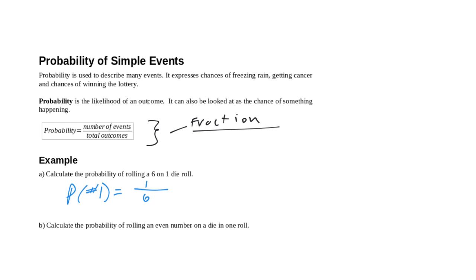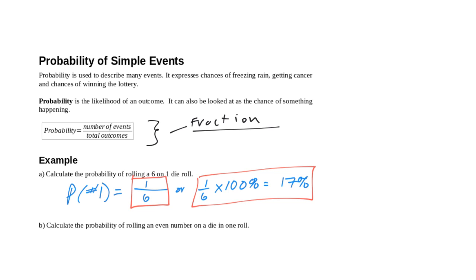Now we can leave it as a fraction or we can turn it into a decimal. Or we can write this as 1 over 6 times 100%, which gives us 17%. So that means there is a 17% probability of this happening. Now, I would prefer you to leave your probabilities as a fraction unless I tell you to turn it into a percent.